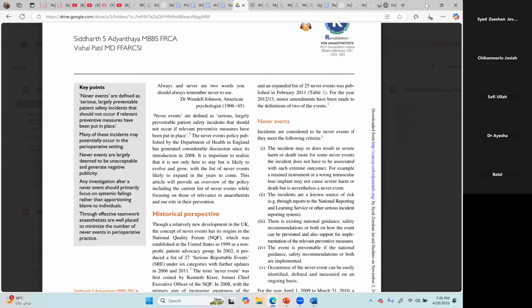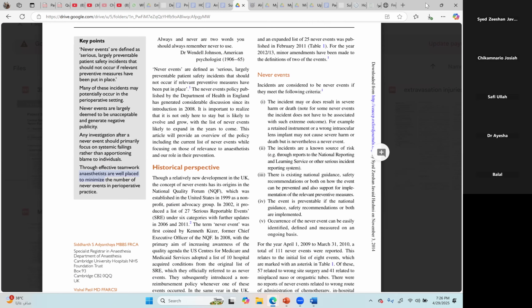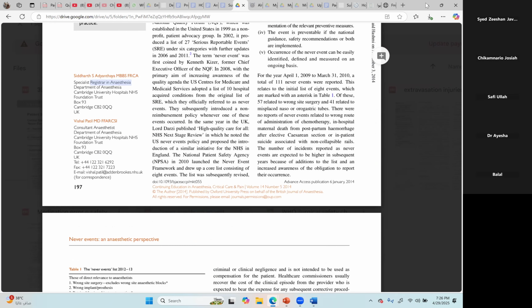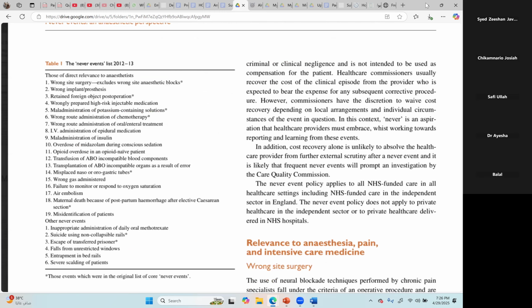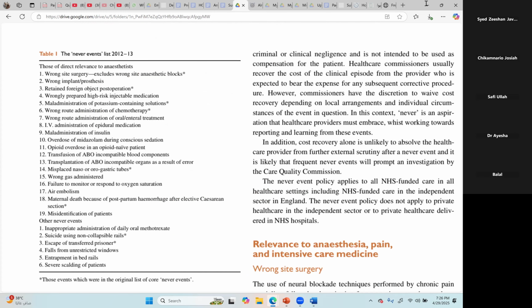So these are also part of what we are discussing. We have discussed a number of things: wrong site surgery, wrong site anesthetic blocks, wrong implants, retained foreign objects. Very important from the anesthesia side: which foreign object can you retain? You can forget a throat pack. Very good. A throat pack can be retained.